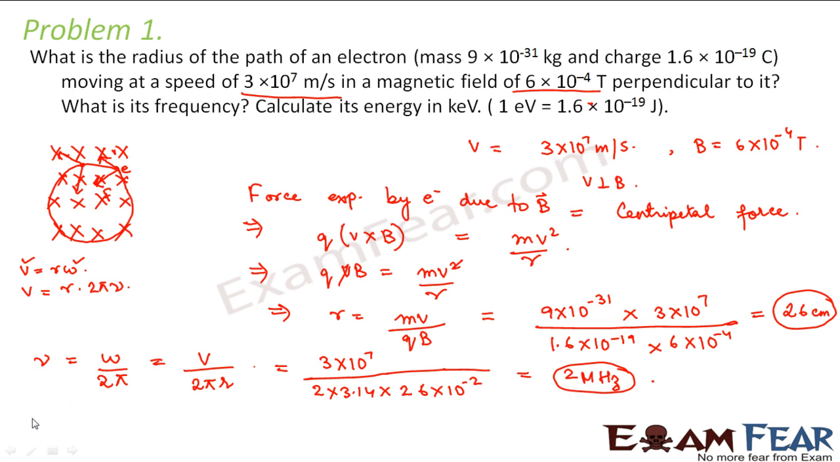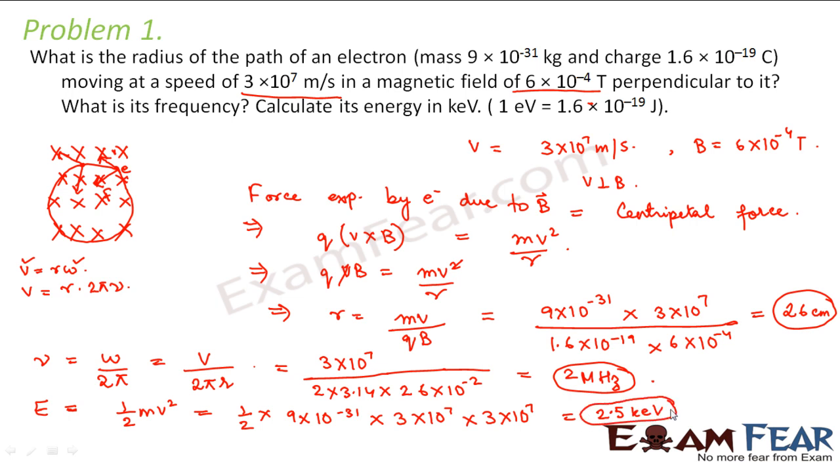So what is energy? Since the particle is moving, energy refers to the kinetic energy, that is the energy due to motion. So energy will be equal to half mv square. So that is half into m, that is 9 into 10 to the power minus 31 into v square. What is v? V is 3 into 10 to the power 7 into 3 into 10 to the power 7. So this comes out to be 2.5 kilo electron volts. So this is the energy in kilo electron volts.